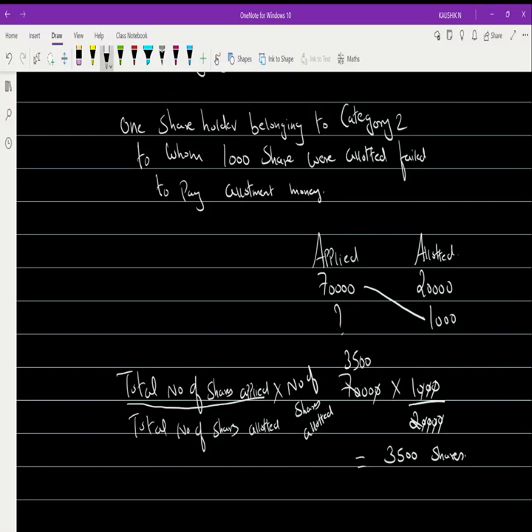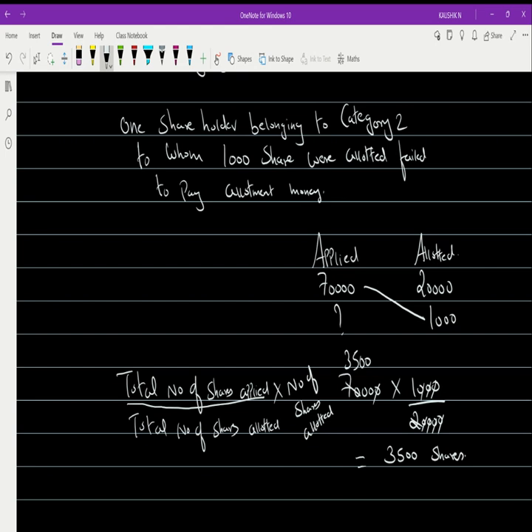So this 70,000 referring to your total number of shares applied, 20,000 referring to total number of shares allotted, and this 1,000 referring to number of shares allotted to a particular shareholder. So this is how you are finding out your number of shares applied. The reversal of this will be for number of shares allotted. Is it clear to you, ma?